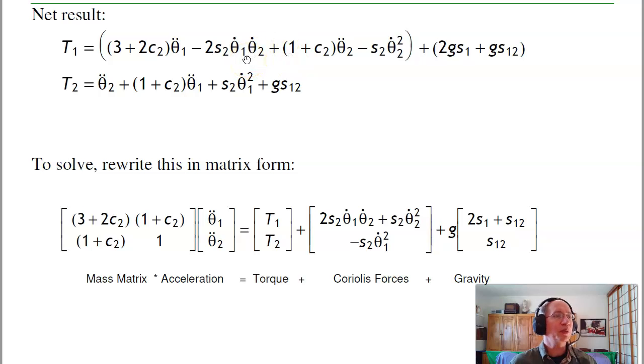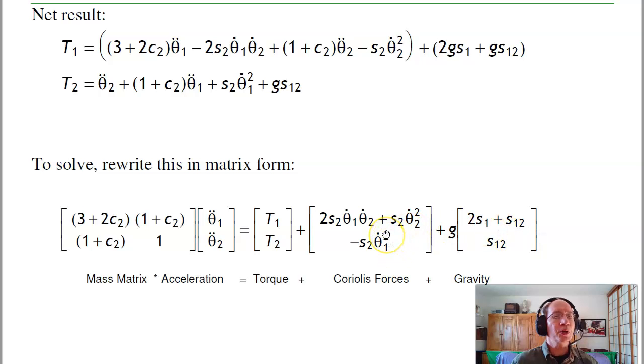Now, typically in robotics, I rewrite this as follows. I'll take all the accelerations, put them together, times something. This is the mass matrix. That's equal to the torque. Bring all the other terms to the other side. I'll have all these squared terms. Those are the Coriolis forces and gravity forces.